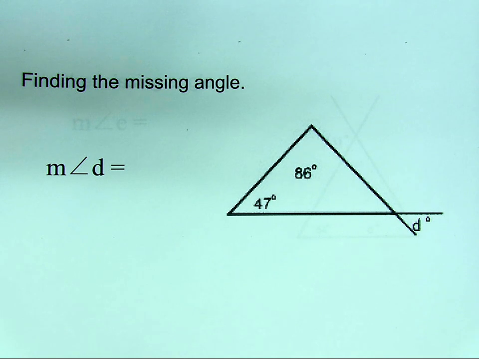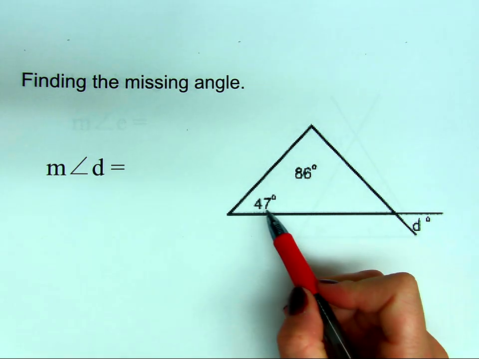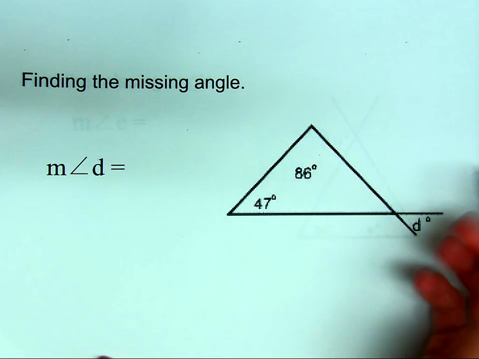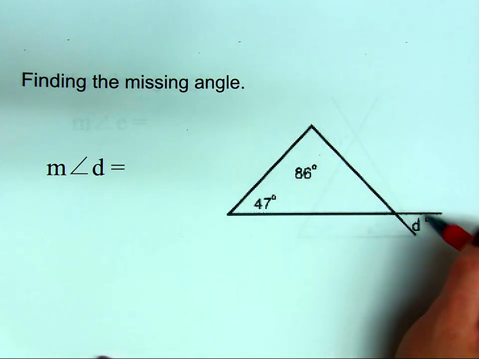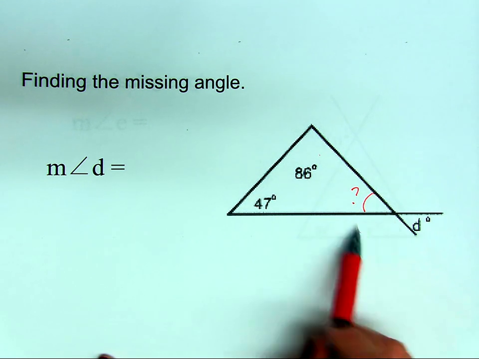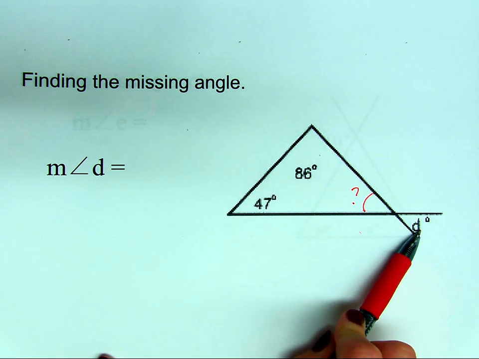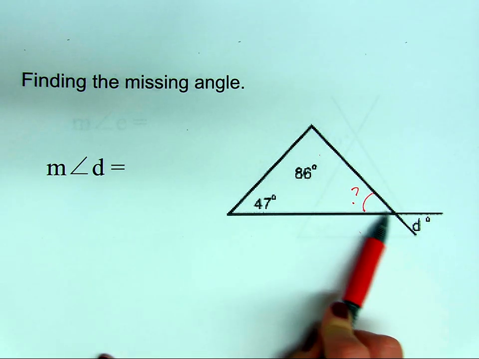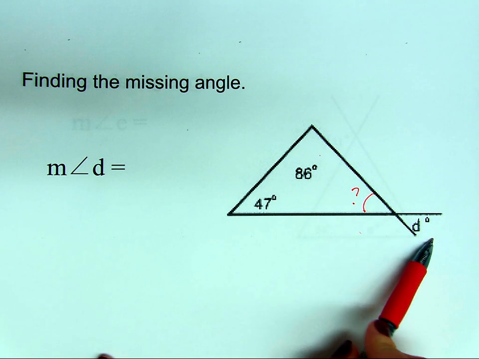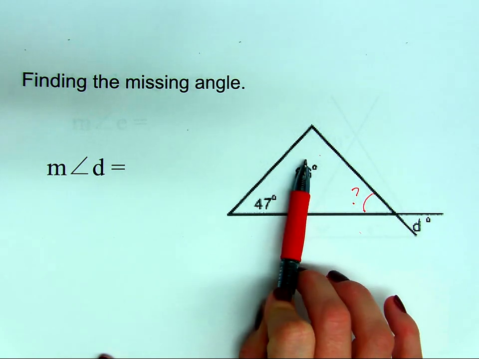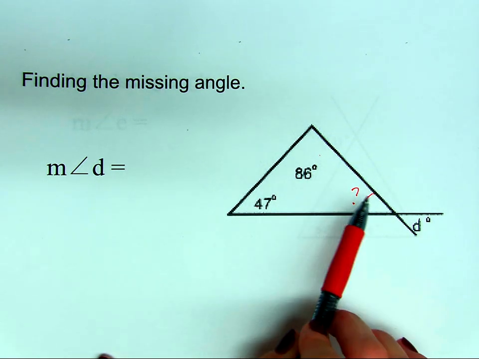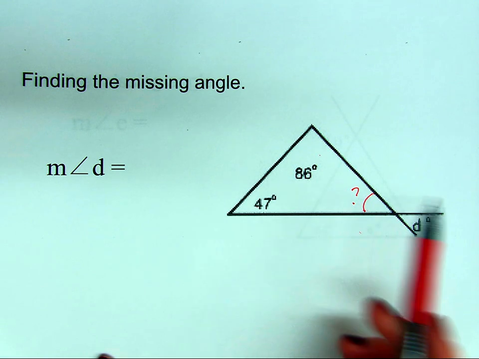Alright, this one is a little different because I'm asking you to find the measure of angle D, which is not inside our triangle. So this is one of our exterior angles we are talking about. In our triangle we know these two angles, and it would be helpful if I knew what this angle was, because then this missing angle and the angle we're trying to find are vertical angles, and so we know they are equal. Since I know these two angles inside our triangle, I can find this third one.